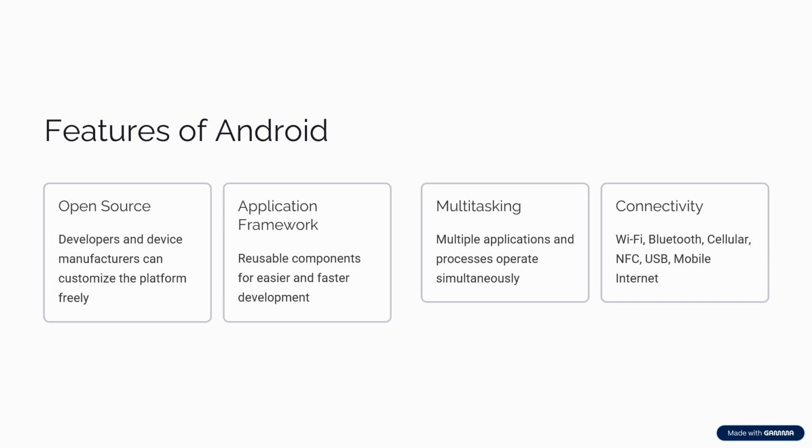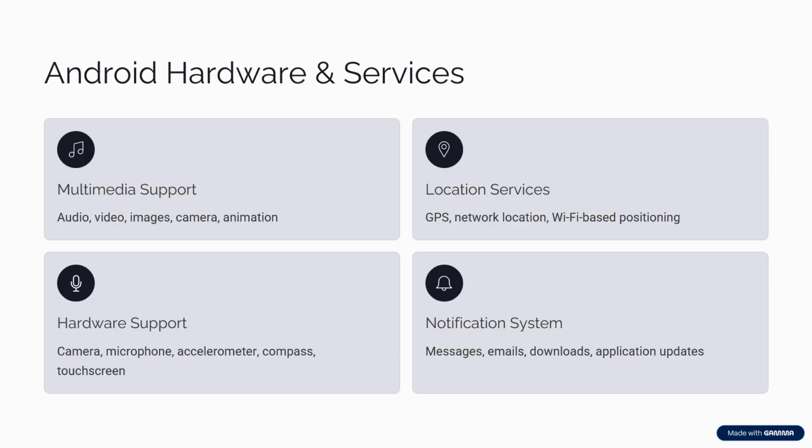The fourth one is connectivity. Android supports several communication technologies: Wi-Fi, Bluetooth, cellular networks, NFC, USB, mobile internet. Multimedia support: Android supports audio, video, images, camera, animation, and various media formats. Location services: applications can use location information obtained through technologies such as GPS, network location, and Wi-Fi based positioning. For example, navigation applications can determine the user's location.